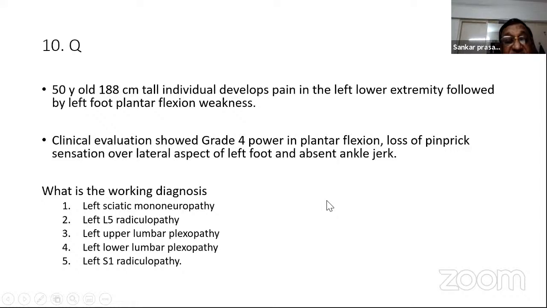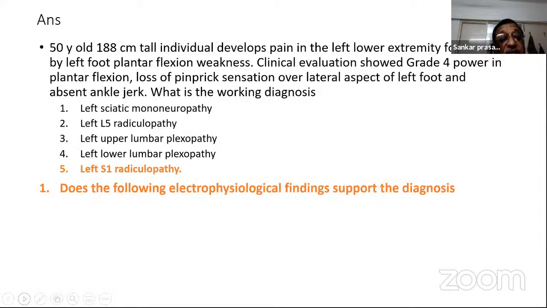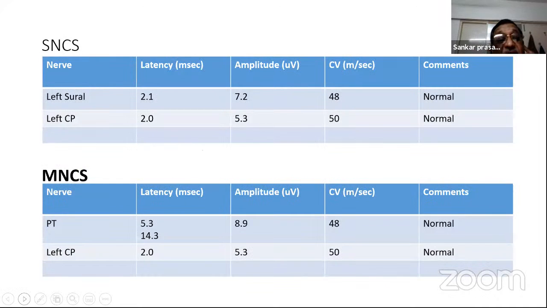This is plantar flexion. Oh yeah, that's nice. Somebody has answered this. Yes, S1, absent H. What did you say? S1. That's nice. Excellent. So, do the following electrophysiological findings support the diagnosis? Now you have to see the electrophysiological findings. Your suspicion is correct. We have clinically come to a diagnosis that it could be S1. Then let's comment on this.